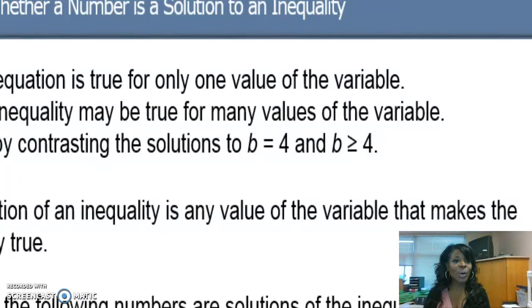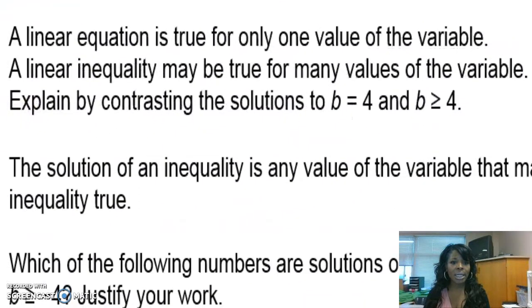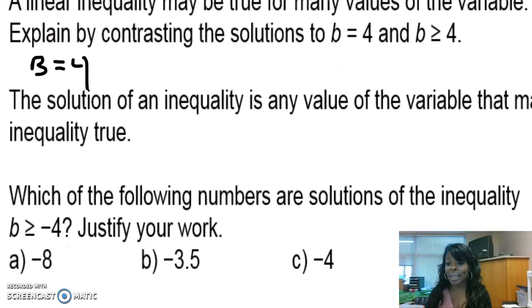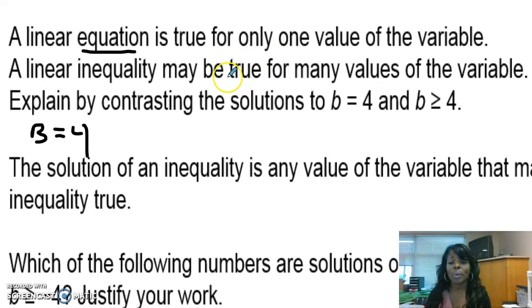All right. So we have been working on linear equations. And of course, an equation has an equal sign and one correct solution. So for example, the answer could be b equals 4. B is 4. That's an equation. But the great thing about an inequality is that there are an infinite number of solutions, okay?